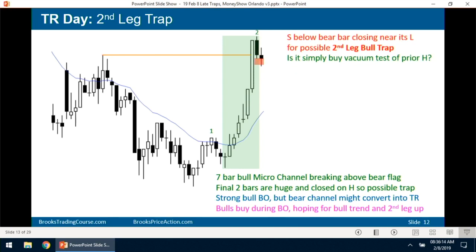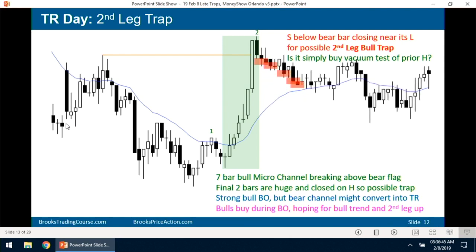Because if that 1 more bar is a bear bar closing near its low, I know this could be a bull trap. It could be a second leg trap in a trading range day. Leg 1, pullback, leg 2. And if I'm long for any reason, I'm getting out below that bear bar. And bears will sell. They'll take a chance that it's a second leg trap. Leg 1, pullback, leg 2, and that leg 2, the breakout, is going to fail, and that we're going to reverse down, and the trading range will continue, right? So a bear bar closing near its low, near a prior high, it could be a trap. So bulls will get out, bears will start to sell below bear bars closing near their lows.